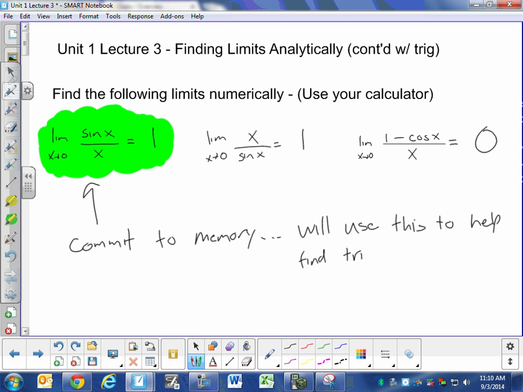We'll call them trig limits. And we'll call them tough trig limits. Tough trig limits.